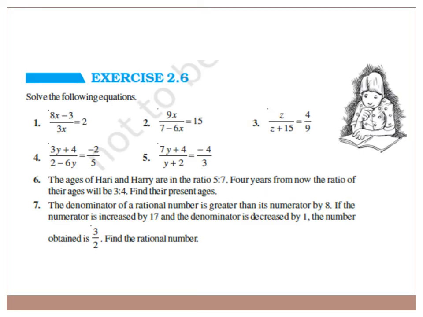Now, let us move to exercise 2.6. Here, questions 1 to 5 are direct solving questions that you can do easily by cross multiplication. We can convert them into linear form and we can solve them. And 6 and 7 are word problems, you can do them yourself.